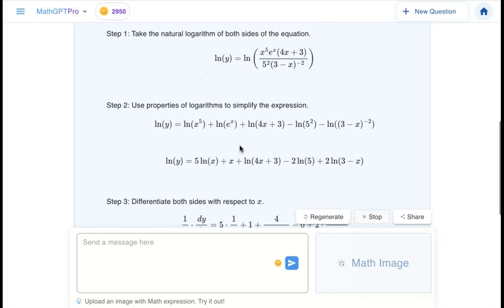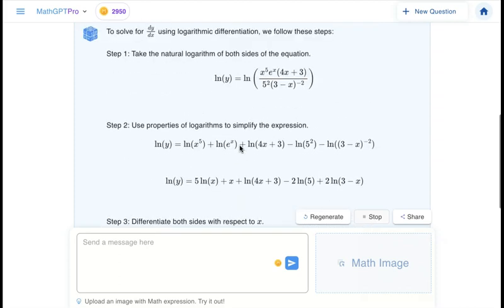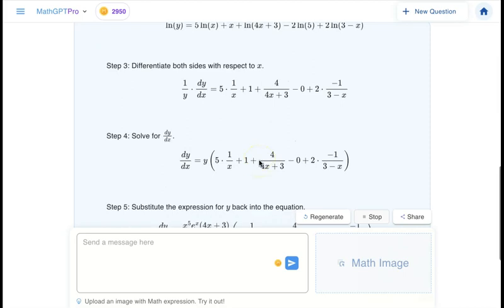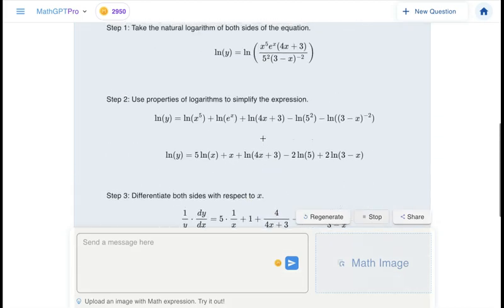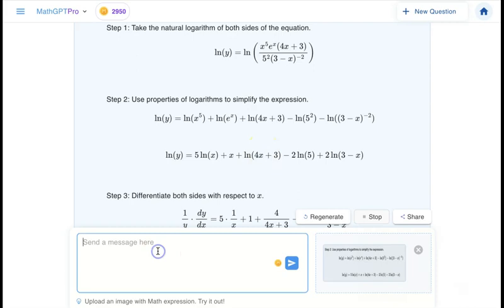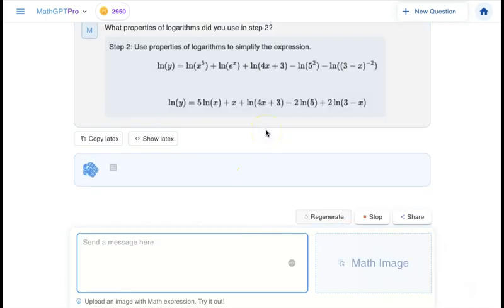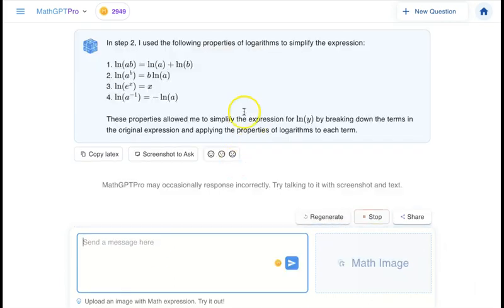And the cool part is, anytime during its answer, if you get confused, one of the features they have, which is why this is better than just using ChatGPT, is you can screenshot to ask. So I click this, and let's say I didn't know what these properties of logarithms were. I can screenshot step 2 or some subset of step 2, and ask, what properties of logarithms would you use in step 2? And it lists them out.